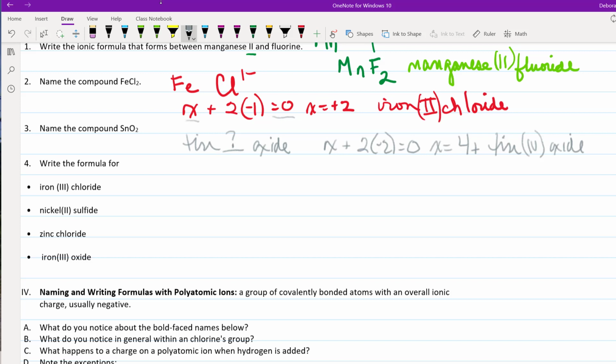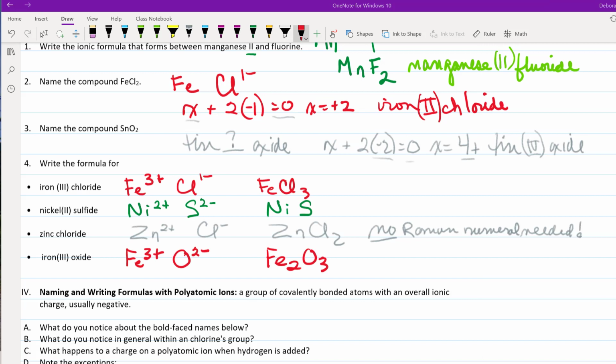Next, SnO2. We need tin, and we need a Roman numeral for tin. Again, oxide will be the nonmetal. So again, we can work backwards. X is the charge on tin. We have 2 oxygens, each at -2. Set it equal to 0, and X becomes +4. So our name is tin 4 oxide. Then we'll resume in just a second on the others.